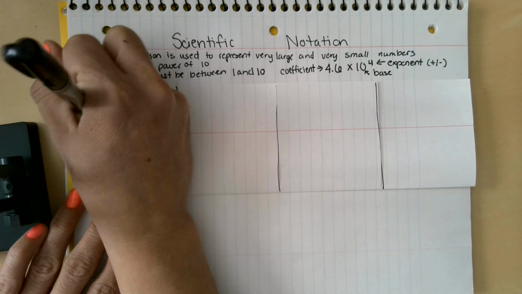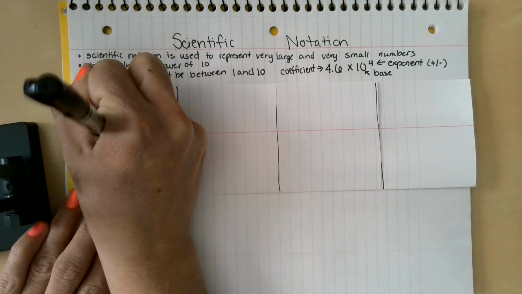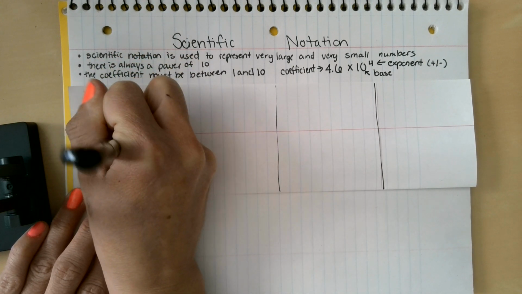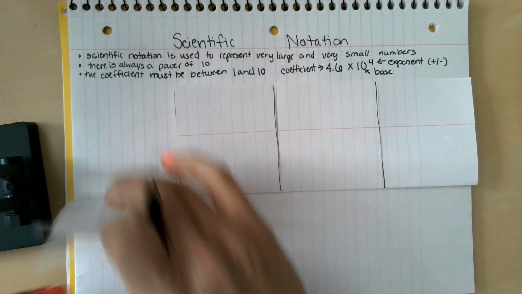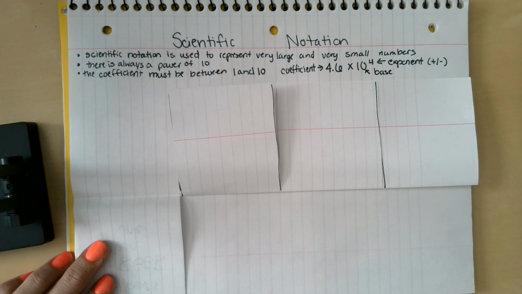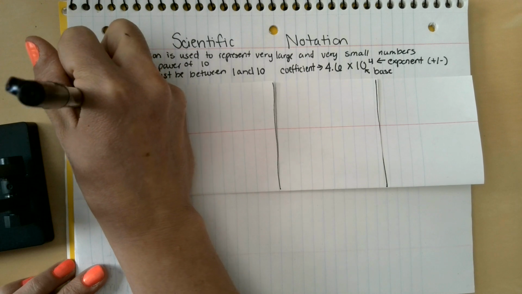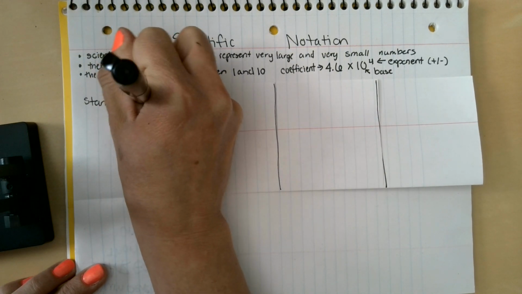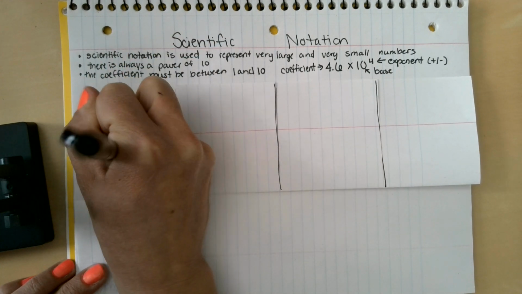So what about for numbers larger than 1? So we're going to start with numbers larger than 1. Okay, so numbers larger than 1. Let's talk about that. All right, there's 2 forms in scientific notation. We have standard form, which is how we are standardly looking at numbers, and then we have scientific notation. Okay?